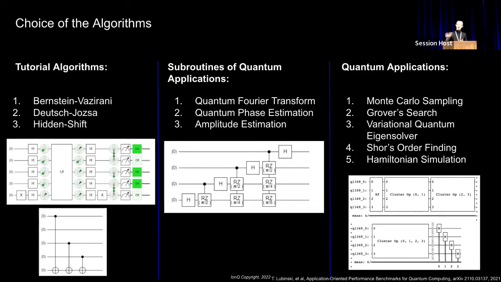So we include Monte Carlo sampling, Grover's search, VQE, Shor's order finding, and Hamiltonian simulation. These are actual quantum applications. VQE or Hamiltonian simulation are used in estimating energies of molecules, or to model or simulate quantum dynamics. Monte Carlo sampling is used in finance for portfolio optimization or risk analysis. So these are the algorithms that customers would like to run on a quantum computer.